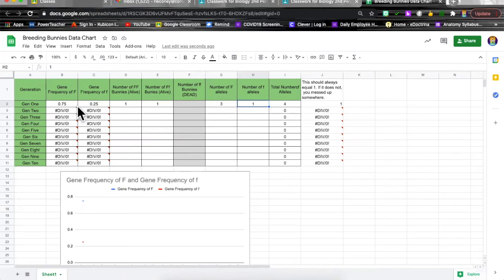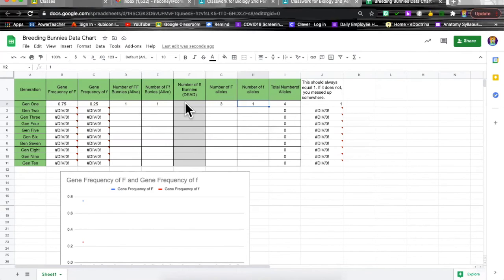Look over here, gene frequency, 0.75 for big F. That means 75% of the time we came across big F alleles. 25% of the time, 0.25, we came across a little f allele. That is the math we are looking for, and this is what's happening on my chart that will automatically graph for you. Again, made it easy. You're not graphing it. I'm graphing it for you.